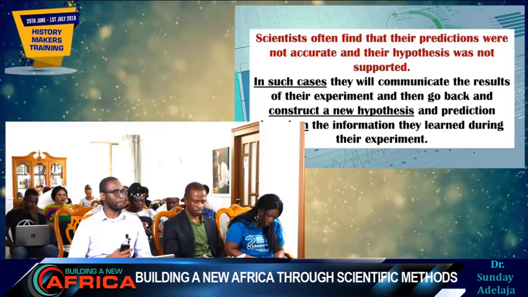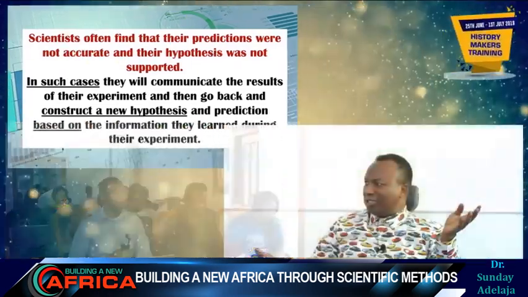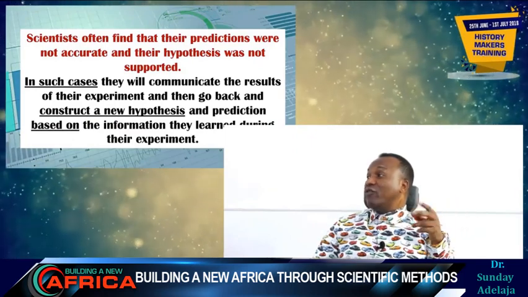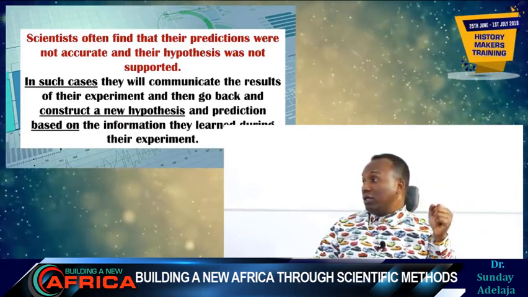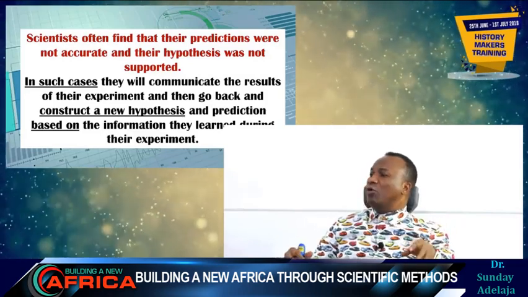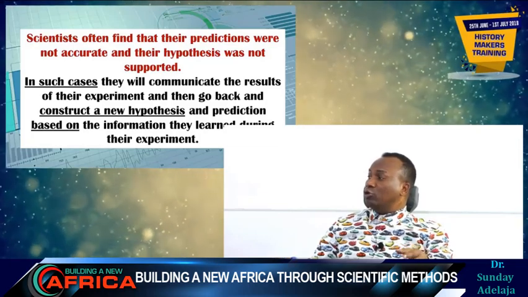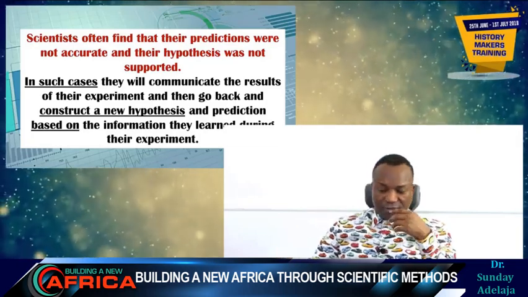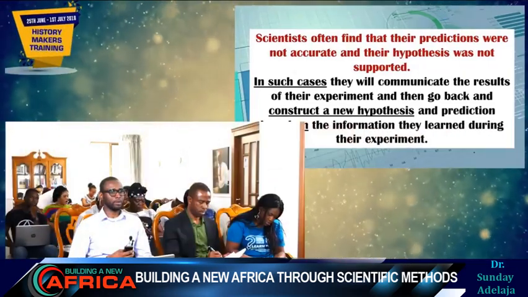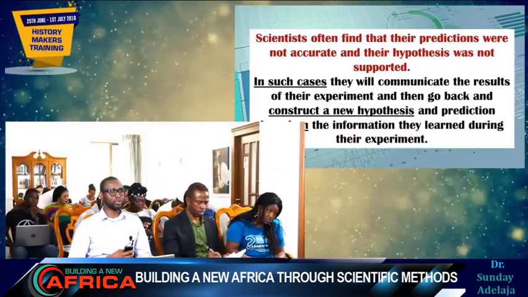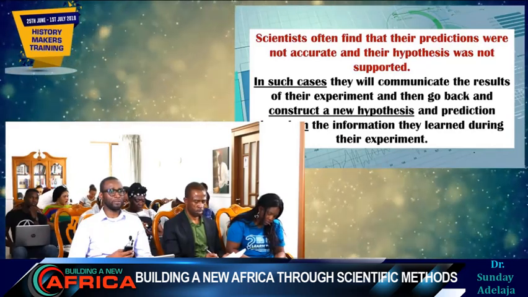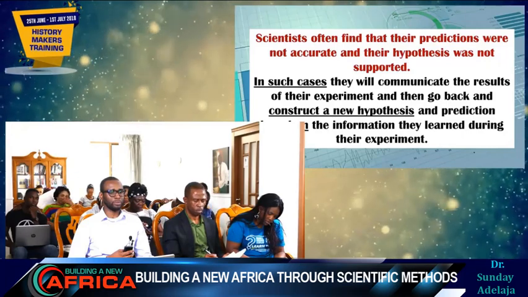What did Edison say? Is it 1,000 times or 10,000 times? I think 1,000 times. And he said he found 10,000 ways of not to do it. So don't be afraid of experiments not working. It's just finding out ways that you shouldn't do it, that you should do it another way. In such cases, they will communicate the results of their experiment and then go back and construct a new hypothesis and predictions based on the information they learned during their experiment.